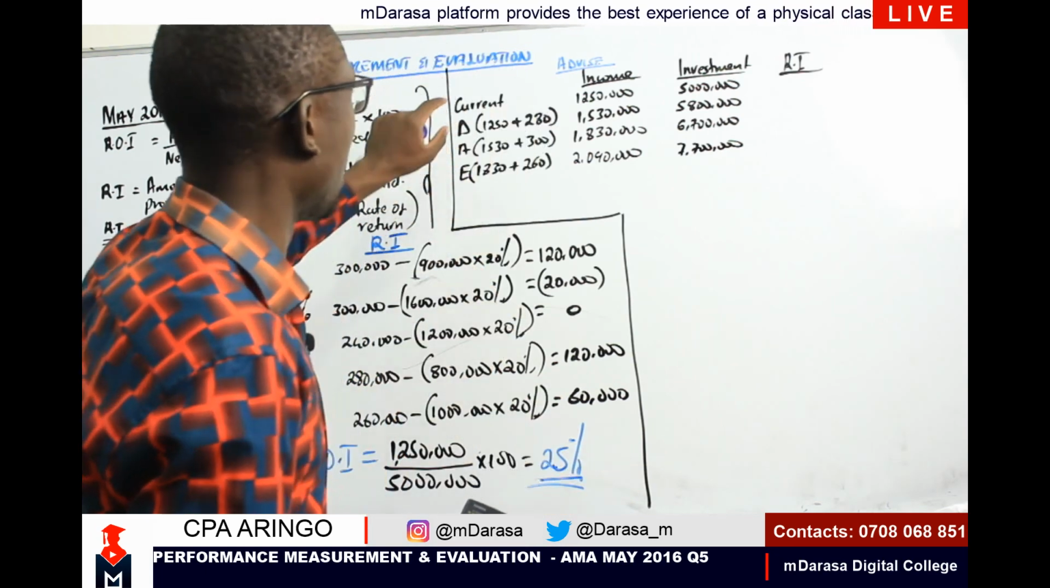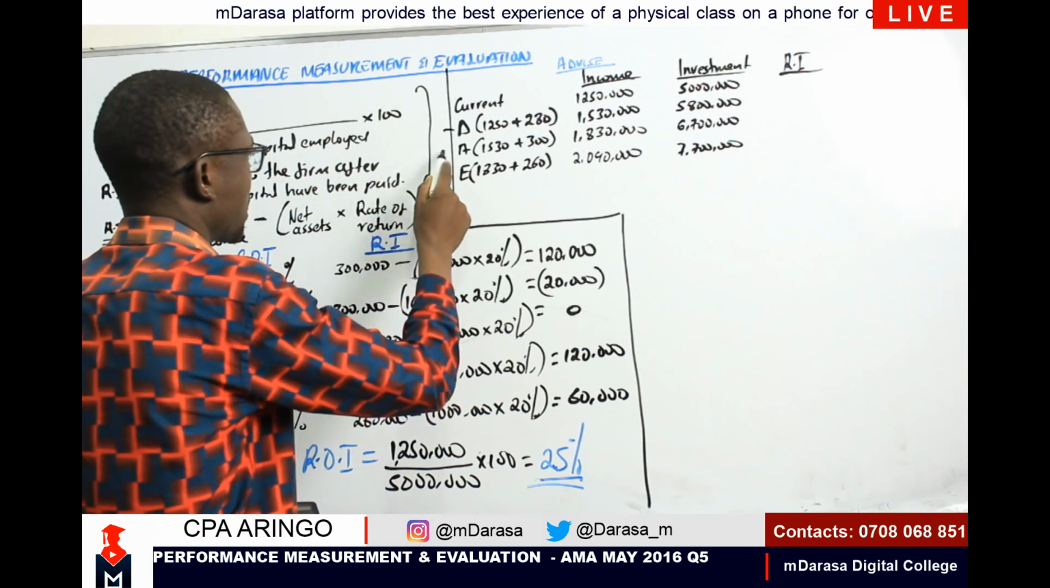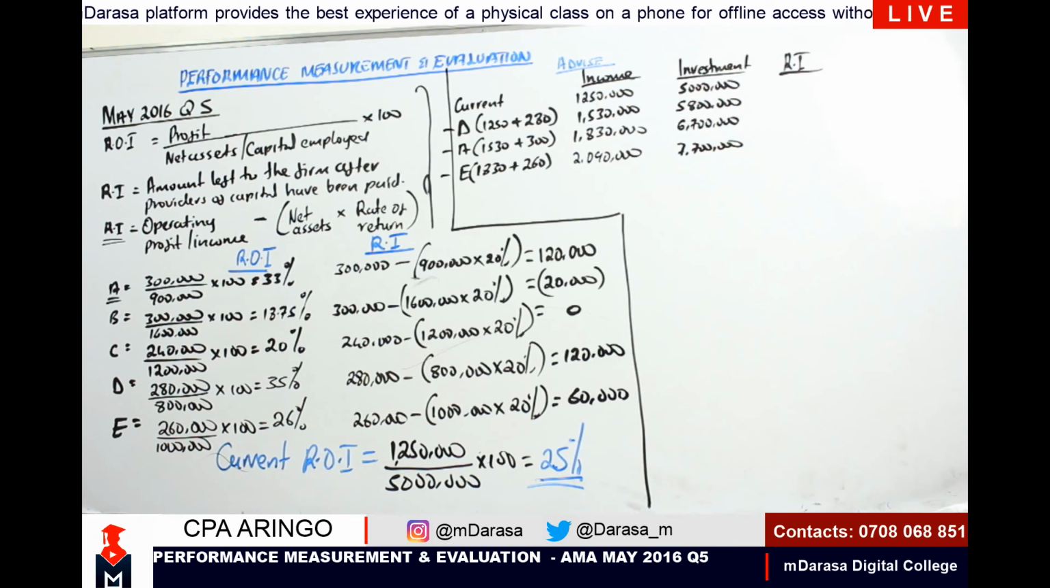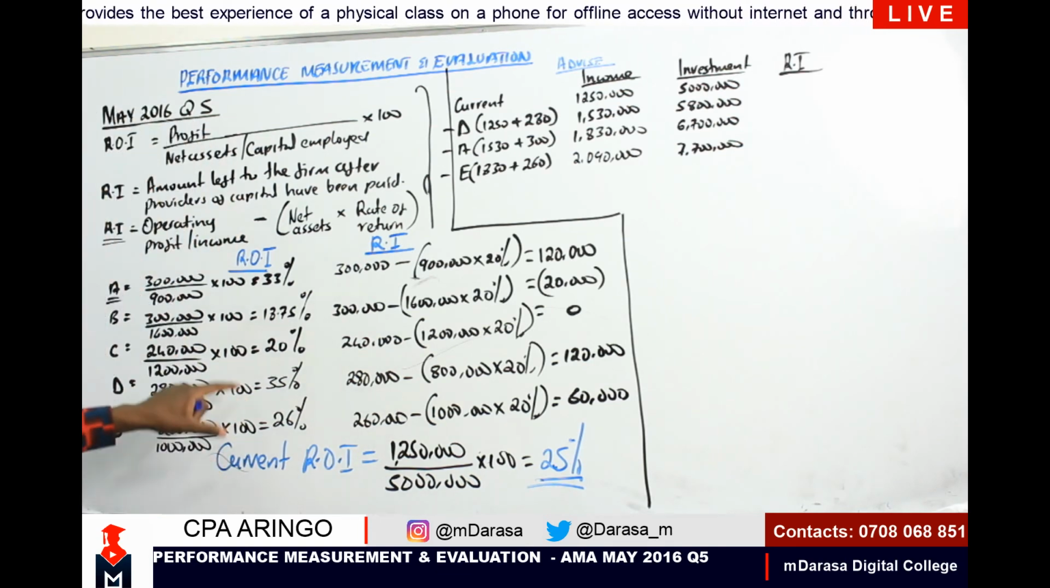So with the order of priority, I'm going to start with project D, project A, project E, based on the order of priority, and according to what we've computed here.